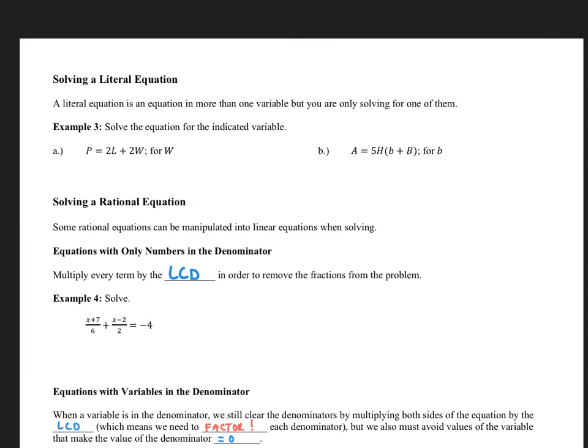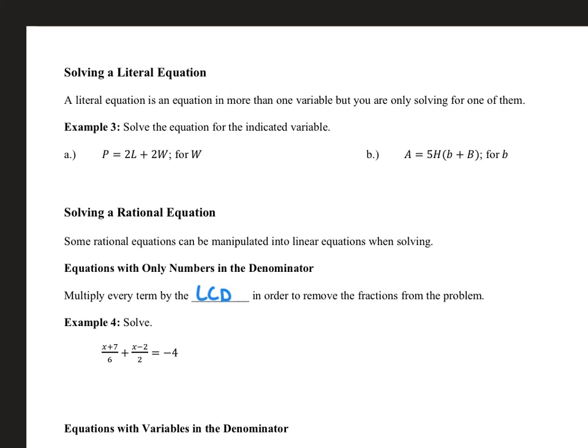Literal equation is literally the worst thing ever. No. It's an equation that has one or more than one variable in it, but you're only solving for one of them. So a lot of times you see formulas that are literal. They have lots of different variables you could plug in. So here we see the perimeter is equal to 2 times length plus 2 times width. It's like the perimeter of a quadrilateral, or maybe a rectangle. And we want to solve that for w.